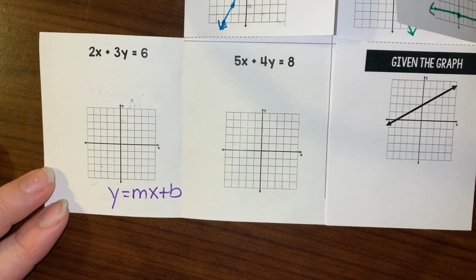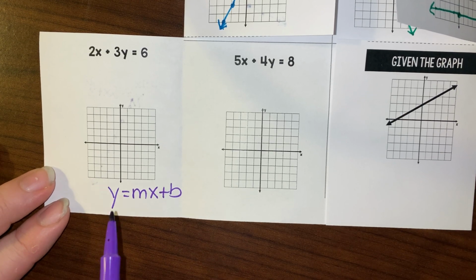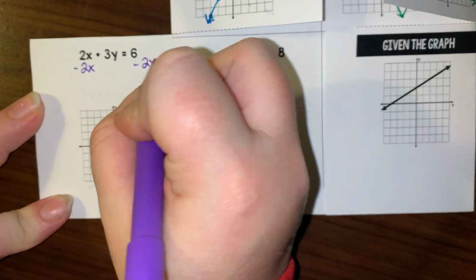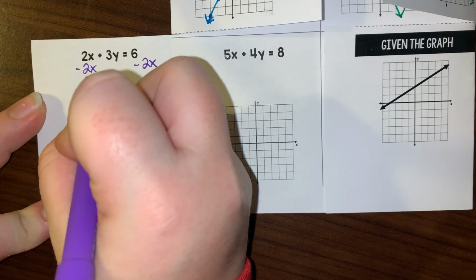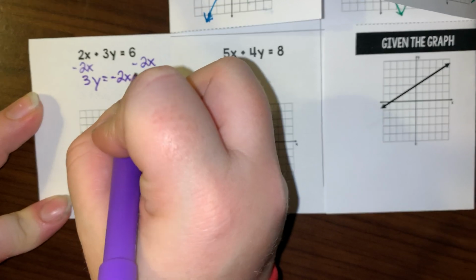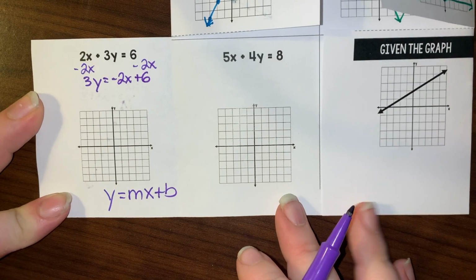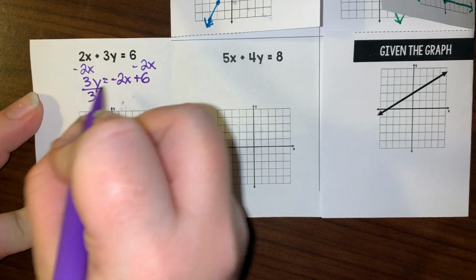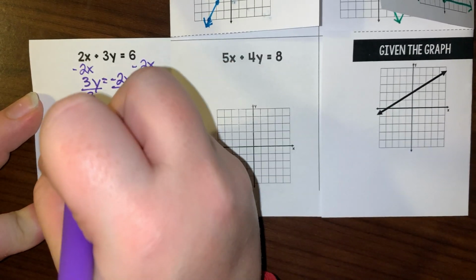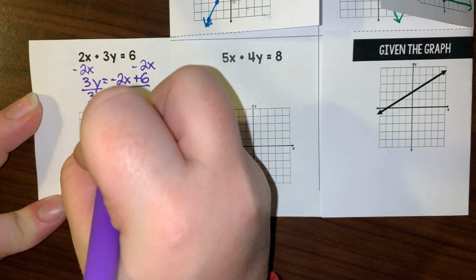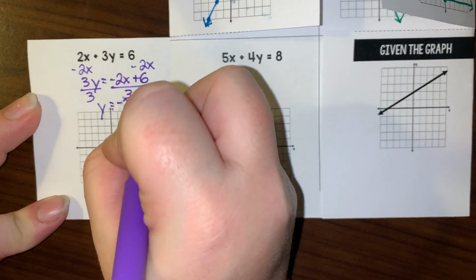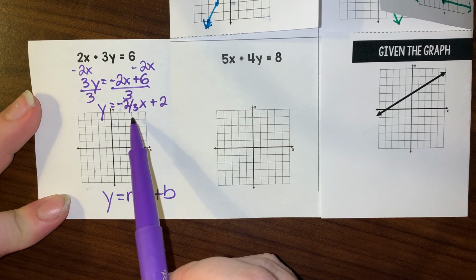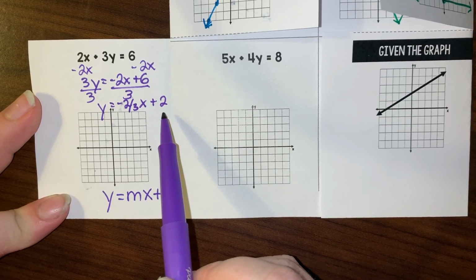So for this first one, again, I want to get one y completely by itself. So for this, I'm going to subtract 2x from both sides. So I have 3y equals negative 2x plus 6. But I have 3y, and I want just one y. So what I have to do is divide both sides by positive 3. And that leaves me with y equals negative 2/3 x plus 2. Because negative 2 divided by 3 is negative 2/3, and 6 divided by 3 is positive 2.